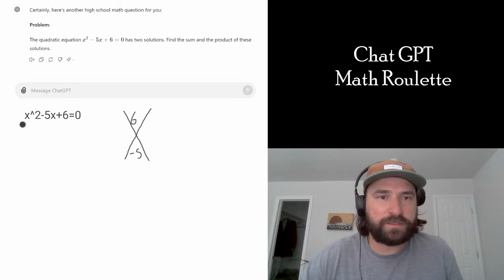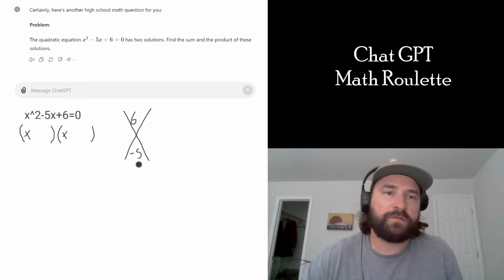And our answer should be in factored form. So since we have just an x out here, both of our first terms are going to be x and x. And we're going to have to find these two numbers that multiply to 6 and add to -5. And those two numbers are going to go in these spots.